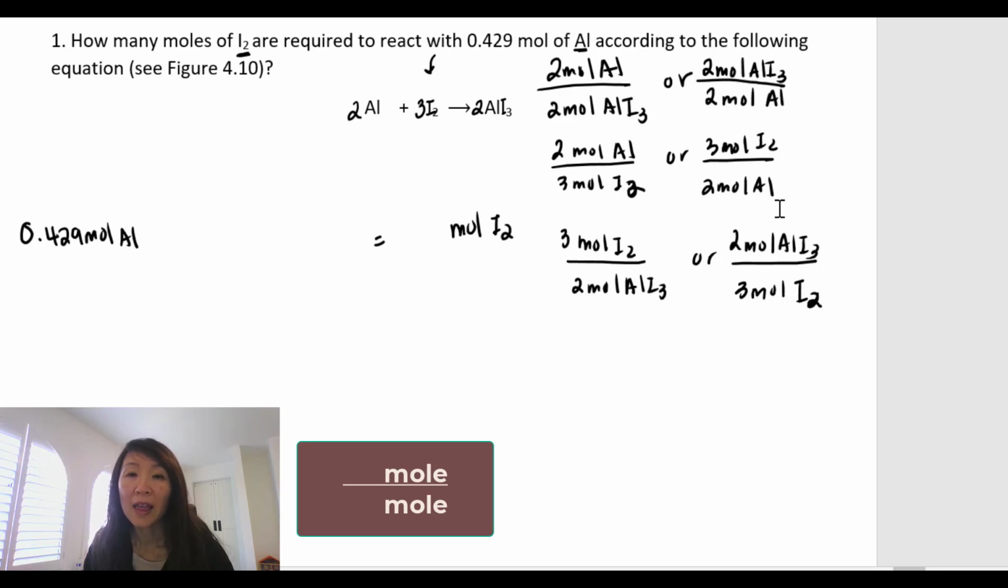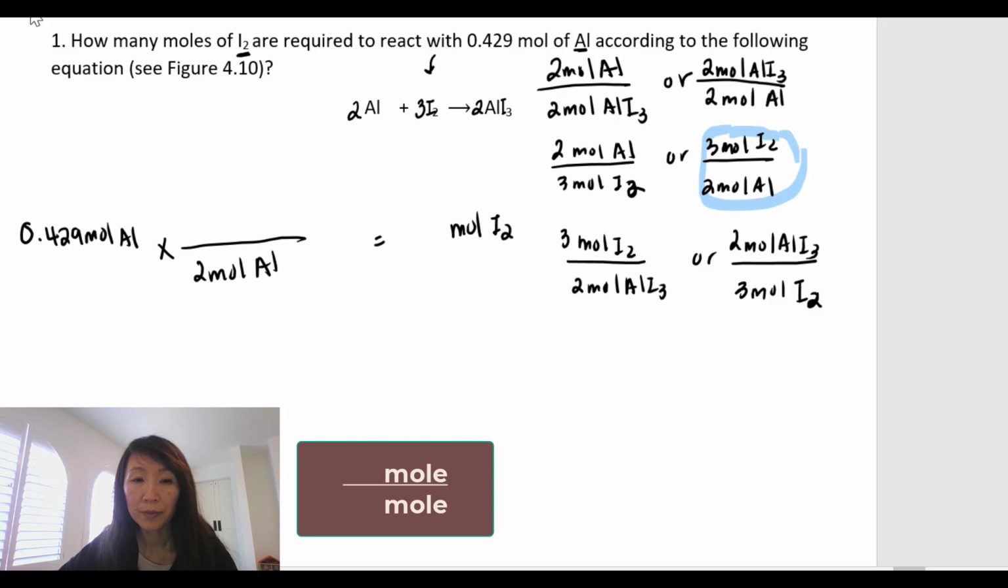Now, which one am I going to use in order to cancel out the aluminum, so you have iodine left over? Hopefully, you were able to select the second one, this one right here. That's because the aluminum goes on the bottom and iodine goes on top. So moles of aluminum cancels out, and then we can calculate this out.